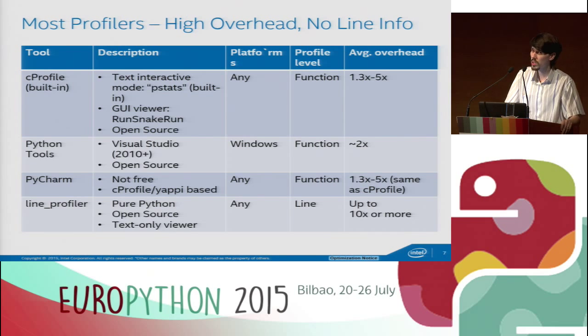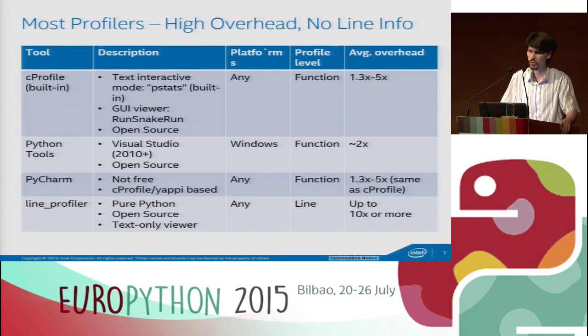The problem with this is it profiles to the function level. That is, it cannot show you which part of the function is slow, only that this particular function is taking way too much time. And its typical overhead is from 1.3x to 5x, usually around 2x. That is, your program under cProfile usually runs 2 times slower than without it.